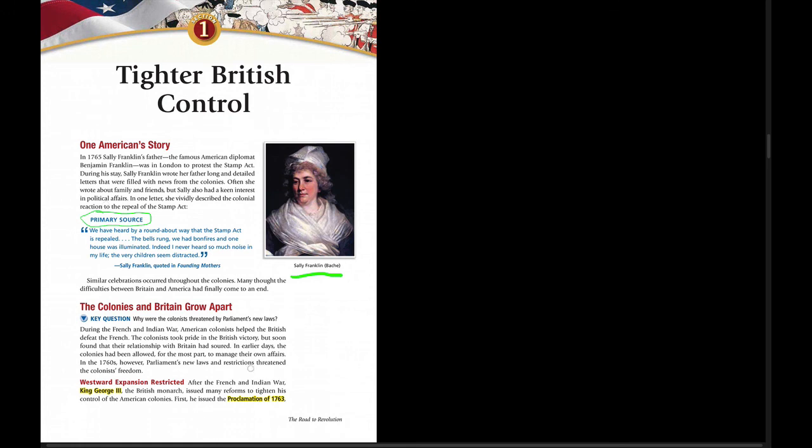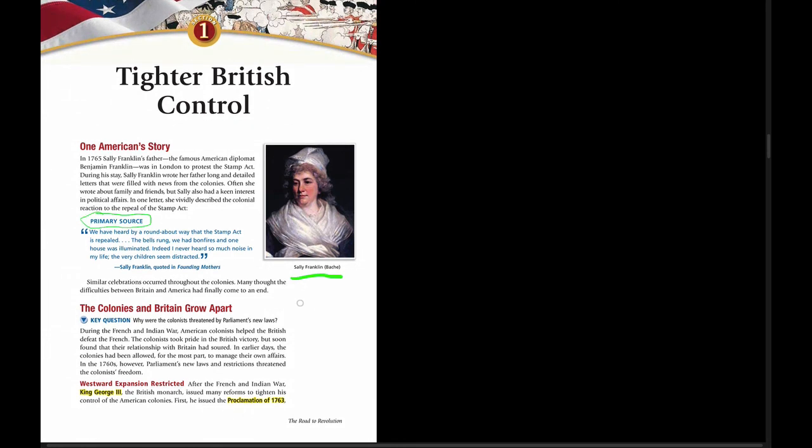If you notice, this primary source came from around the time of 1765. And we know that revolution is just around the corner. So we know that time of peace, that feeling that they had, was only for a moment. The colonies and Britain grow apart.